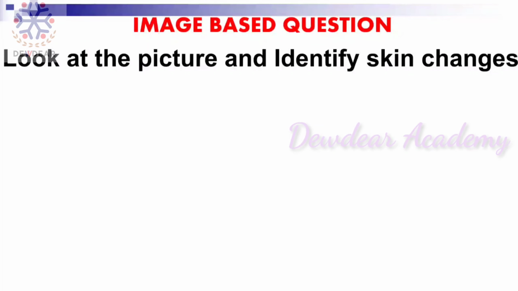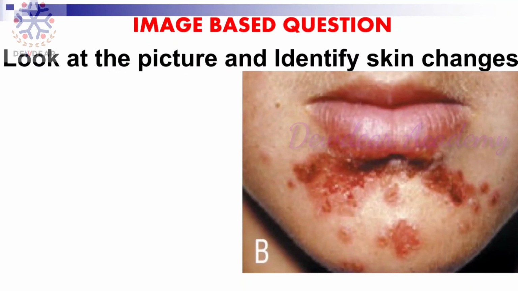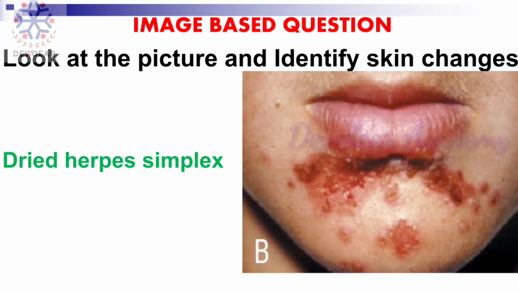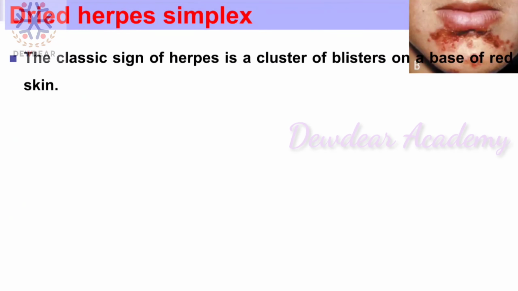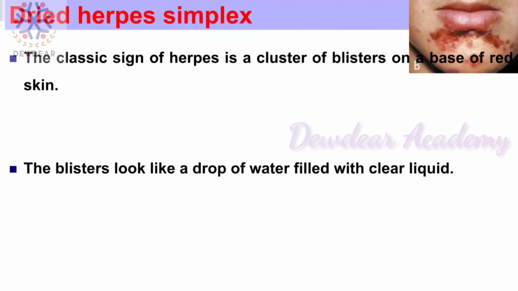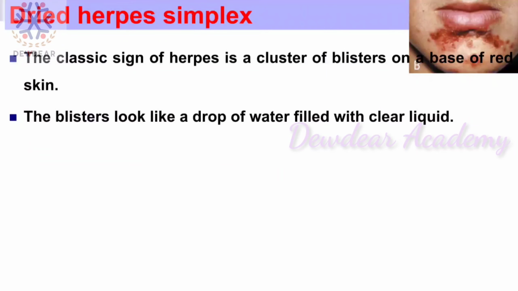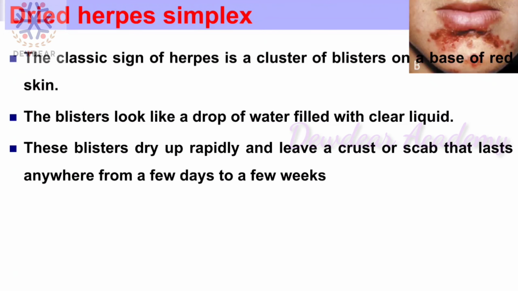Look at the picture and identify the skin changes. So what is the type of skin change given in this picture? Answer is dried herpes simplex. The classical sign of herpes is a cluster of blisters on a base of red skin. The blisters look like a drop of water filled with clear fluid. These blisters dry up rapidly and leave a crust or scab that lasts anywhere from a few days to a few weeks.